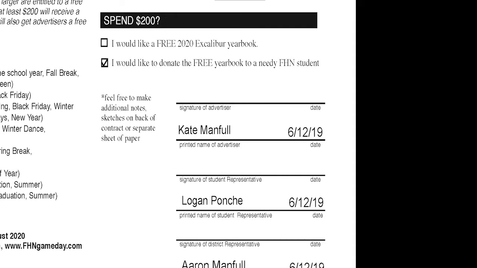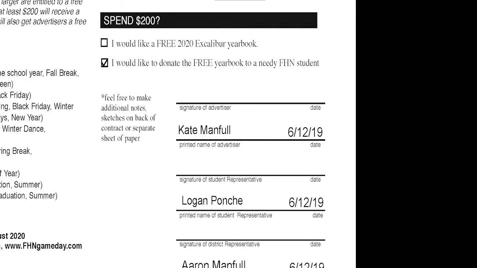Now, the final spot underneath there, did they spend $200? And if they did, they can either choose to get a free yearbook, right? And they're going to do that there, or they can donate a free yearbook to a needy FHN student. Now, if somebody wants the free yearbook, that's great. They're going to keep it at their business. If they are going to take that free yearbook and maybe give it to someone at the school specifically, we need to write that person's name on the contract.